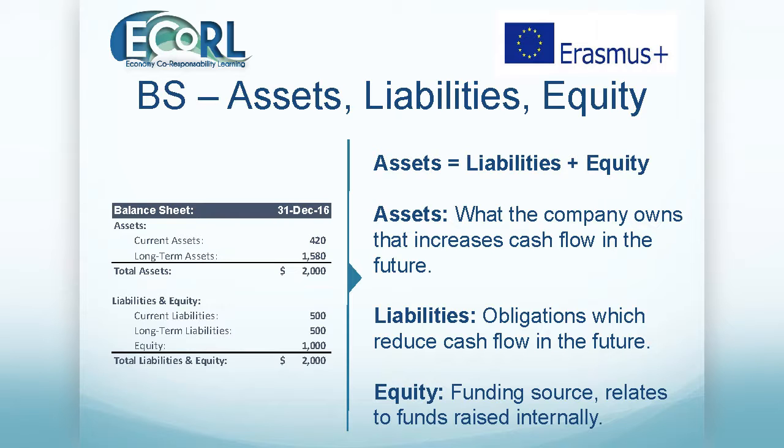Liabilities, these are obligations or debt-like items that are used to fund the assets, and these will reduce cash flow in the future. And finally, equity, this is a funding source as well and relates to funds that are raised internally. So in difference to debt, for example, equity includes items like the money that owners of the company have put in the company without having to borrow in order to purchase these assets.